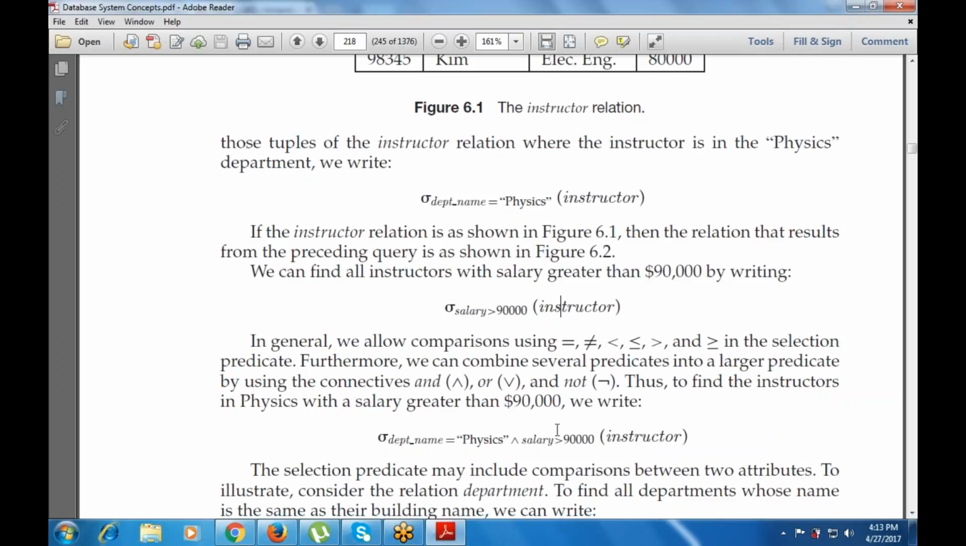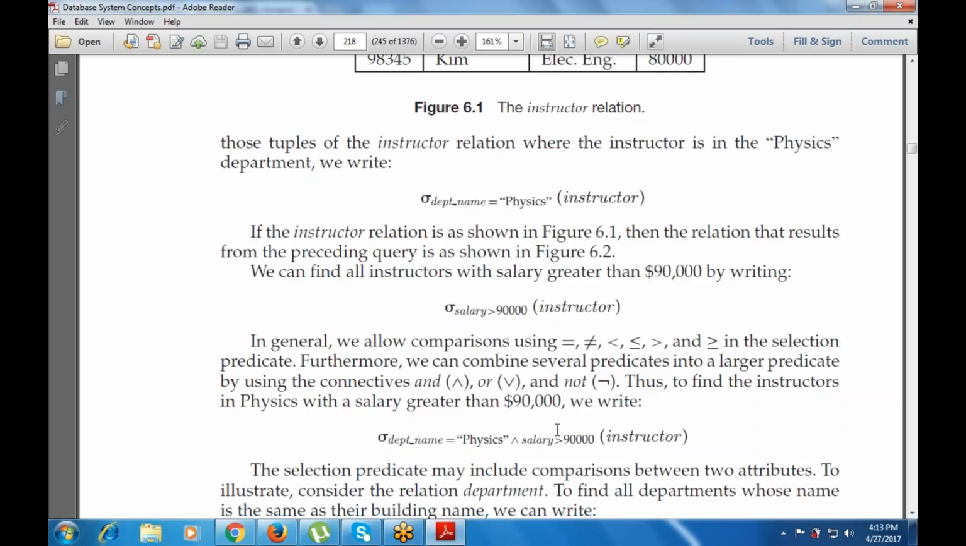In general, we allow comparisons using equals, not equals, less than, less than or equal to, greater than, and greater than or equal to in the selection predicate of the selection operation. Furthermore, we can also combine several predicates into a larger predicate using the connectives or, and, and not. For example, we can find the instructors in physics with a salary greater than 90,000.